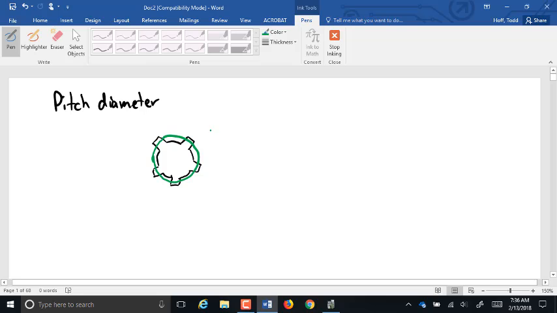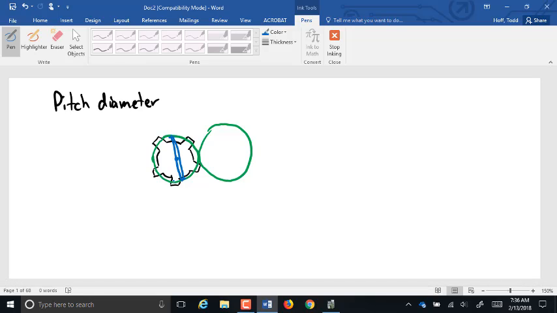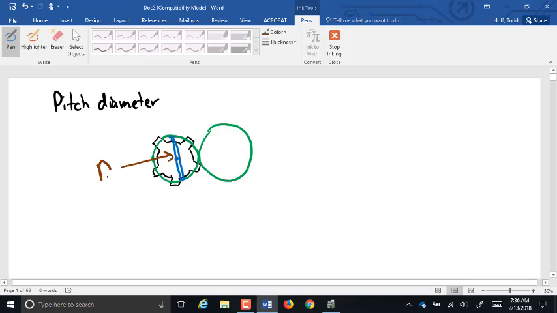It's not the outside, it's not the inside, it's the working. So if it meshes with another gear, the pitch circle of that other gear would be tangent to that circle, right? The pitch diameter is the diameter of that pitch circle. So yes, they are the same circle. The pitch circle is the circle itself. The pitch diameter is the diameter of that circle. D would be the pitch diameter.